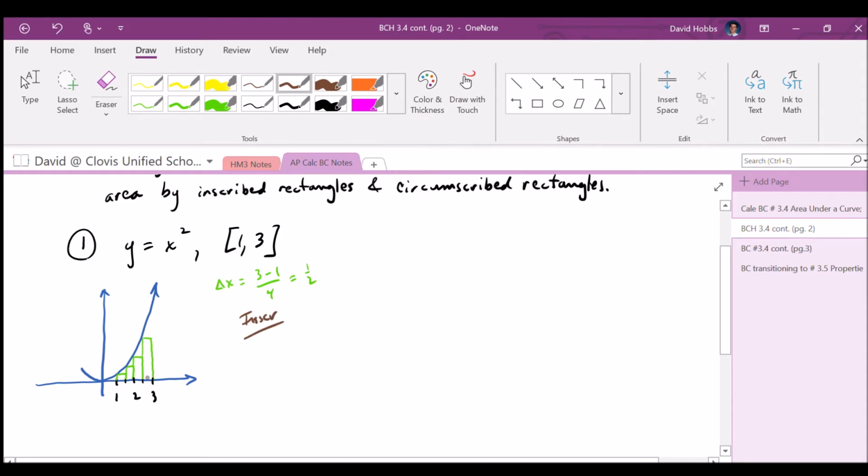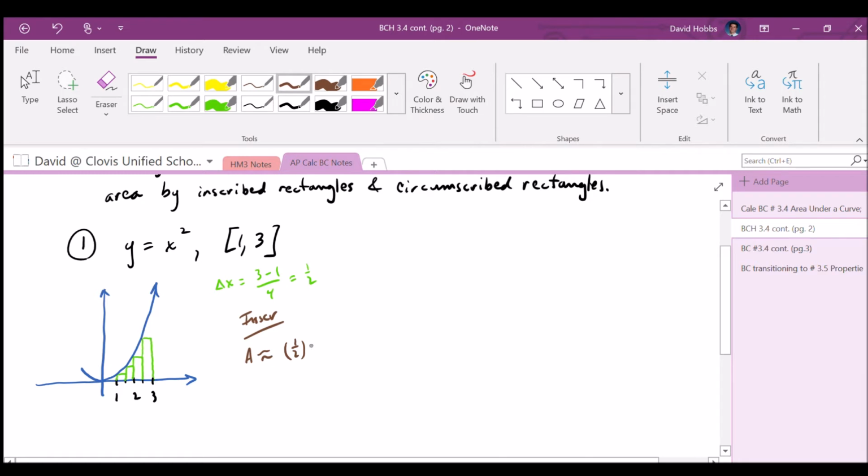Okay, so now we're doing area of rectangle, base times height. The base are all the delta x. So we've got delta x of 1/2 times the height. Now, wasn't I choosing the left side for the height of each one of these? Yes, I was, because it's an increasing interval there that we're on.